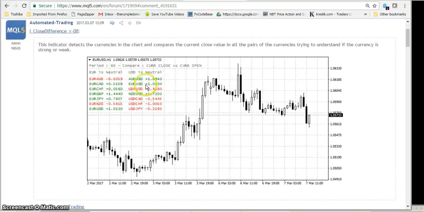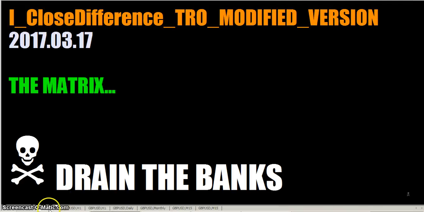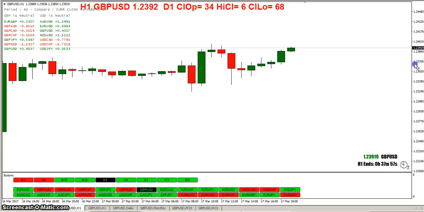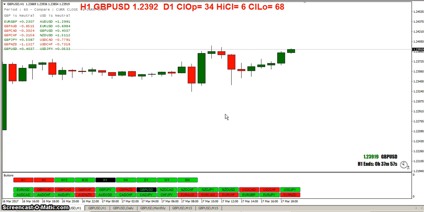And so this is how it looks. Here's the thread right here. And so when you load it up on the chart, here we go live right here. It says the pound is neutral and the dollar is neutral. You see it's comparing all the pound pairs and all the dollar pairs. And you see where it is. It's located over here. At 60 means H1.